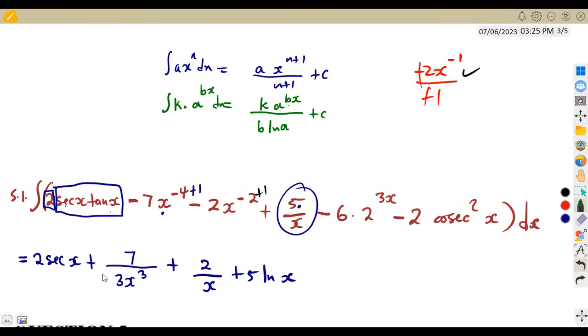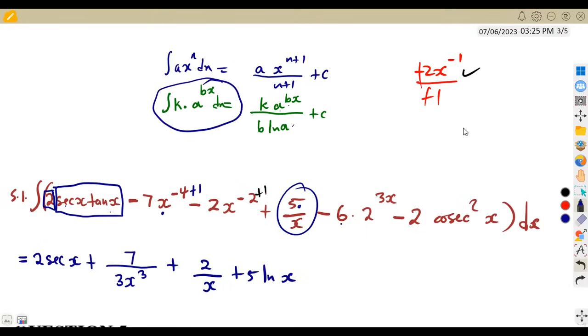So we are not adding the constant of integration here because we are integrating. We are going to add it at the end. We do not add plus c on each and every term. No. We add at the end. So if we check here, this is the one that we are given here, k a to the exponent of x.